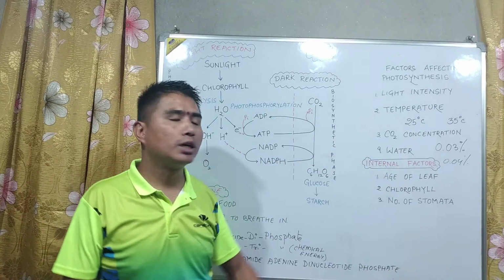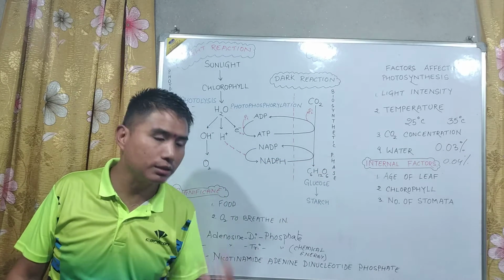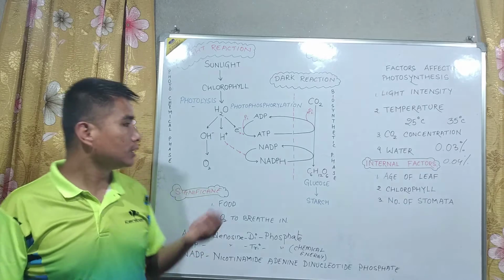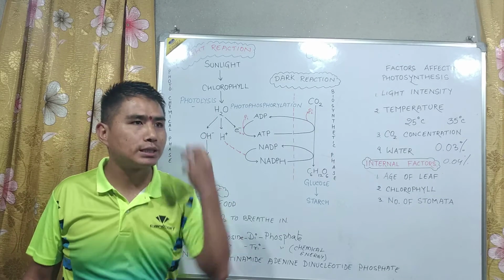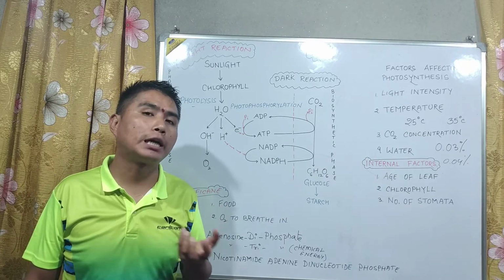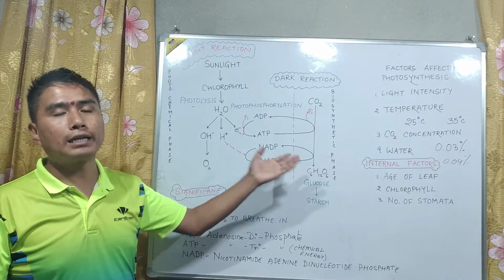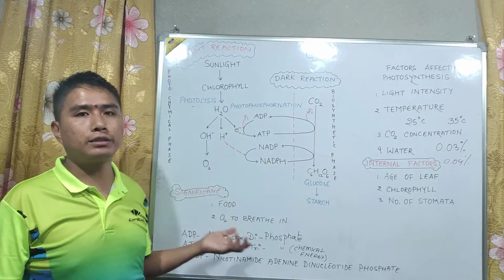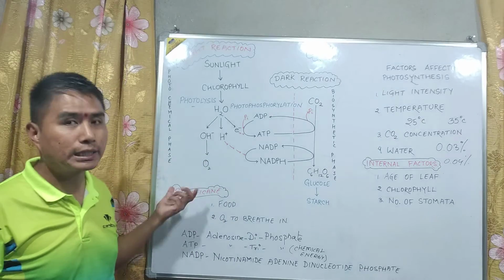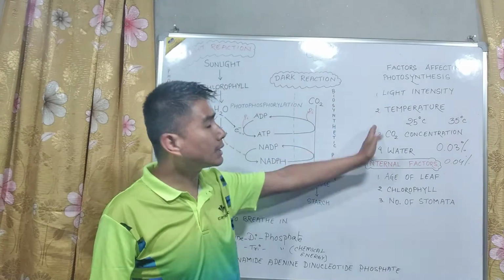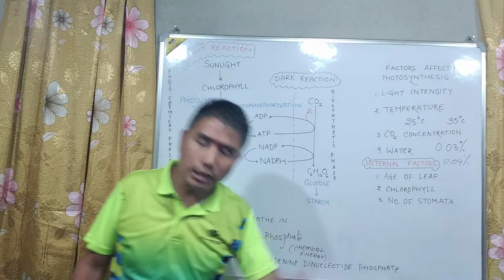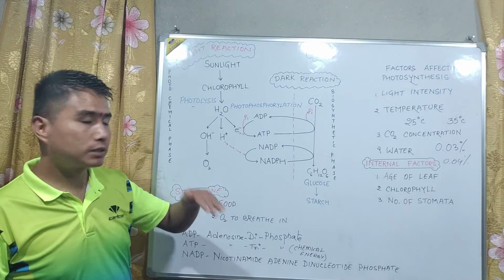And number 4 is water. The amount of water that is present in the soil matters a lot, because if water is scanty, if water is less, definitely photosynthesis cannot take place. For photosynthesis water is very important, as water supplies hydrogen and oxygen gas is produced. So all these factors are external factors, but some internal factors are also there which affect photosynthesis.